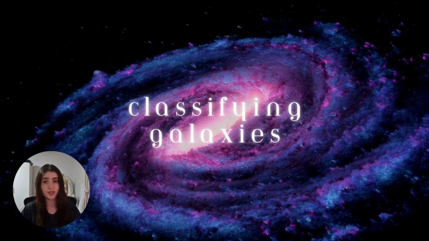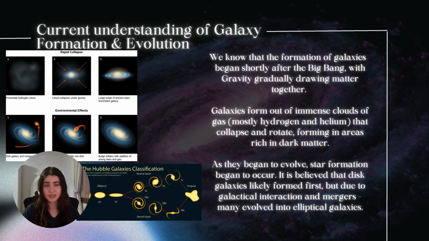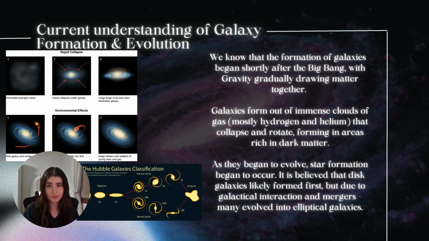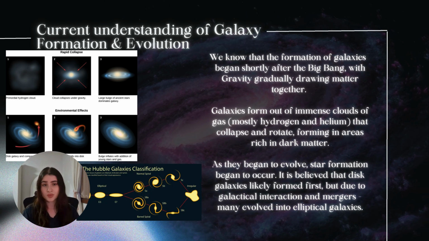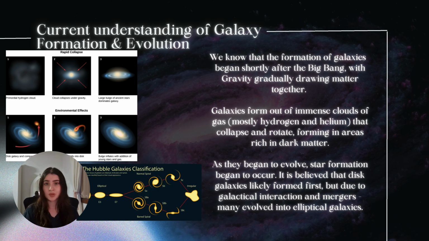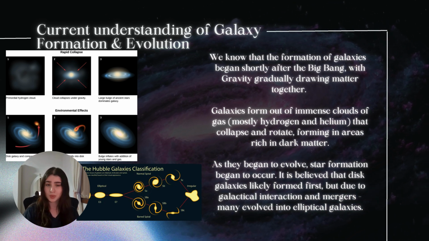In this video, we will delve into the intriguing cosmological bodies known as galaxies. We know that the formation of galaxies began shortly after the Big Bang, with gravity gradually drawing matter together. Galaxies began to form in areas rich in dark matter, where immense clouds of gas, of mostly hydrogen and helium, would collapse and rotate. As they began to evolve, star formation began to occur.